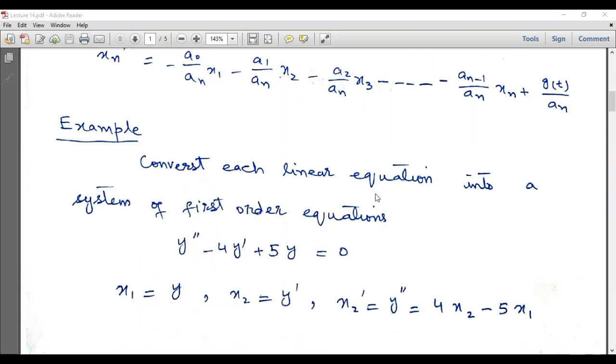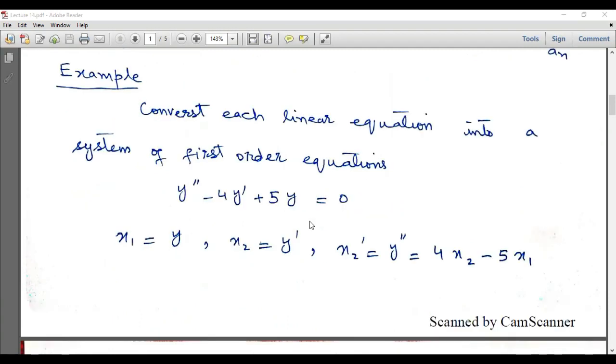So convert each linear equation into a system of first order equations, and we are given this second order ODE. Again, make the same substitution. So x1 is equal to y, and x2 is equal to y derivative, x2 derivative is equal to y double derivative, and y double derivative is equal to 4x2 minus 5x1. It is shifted to the right hand side and becomes 4y derivative minus 5y, and y derivative is equal to x2, and y is equal to x1. So it will become 4x2 minus 5x1.